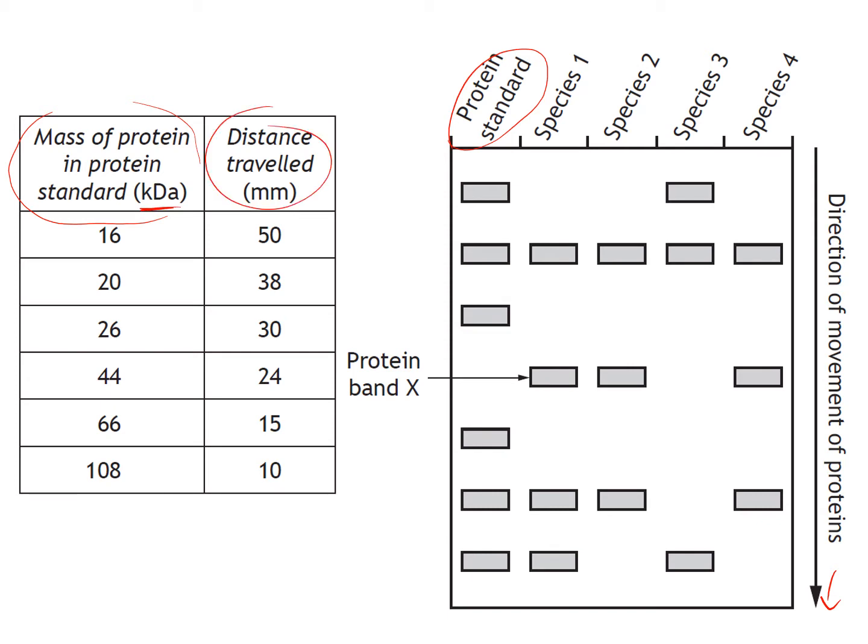The only thing I would say to point out in this one, look, the 16, the smallest thing, is actually down here at the bottom. So there's your 16 band, 50 millimeters down. There's your 20, there's your 26, your 44, your 66, and your 108. Okay, because that only travelled 10 millimeters.